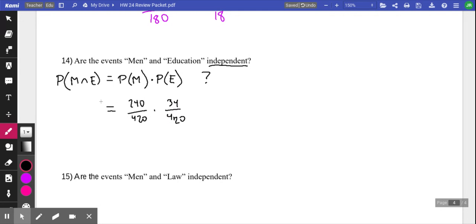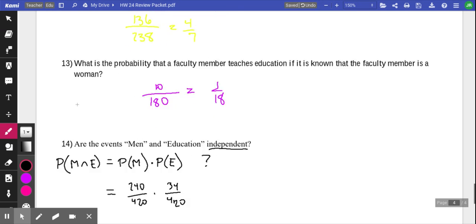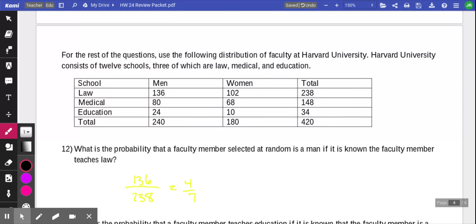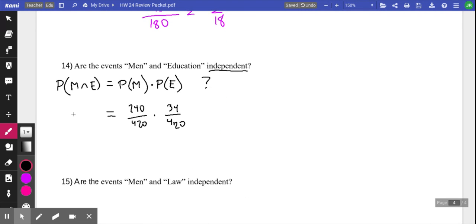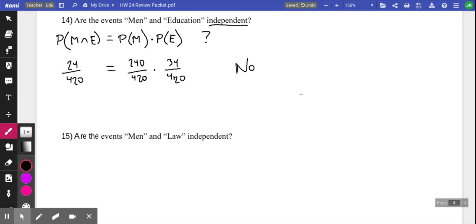Okay. Probability of a man and an education school, teaching in that school. We still have that denominator of 420, but now we're looking specifically at being a man in education. That's right here, so that's going to be 24 out of 420. And so multiply over here, see what that gets you. Does it equal the same thing as 24 over 420? And in this case, that answer is no.